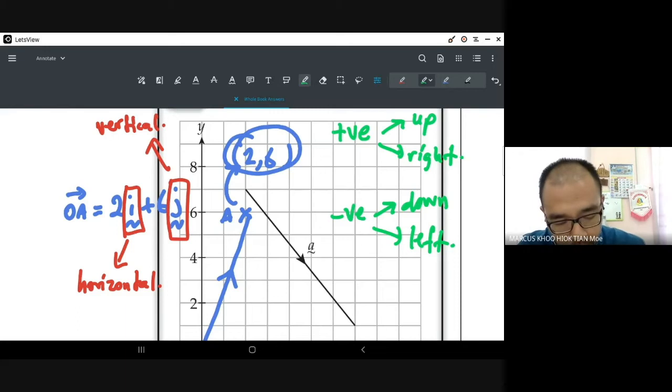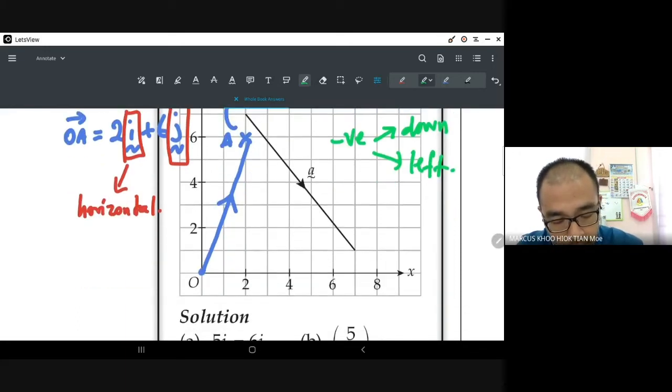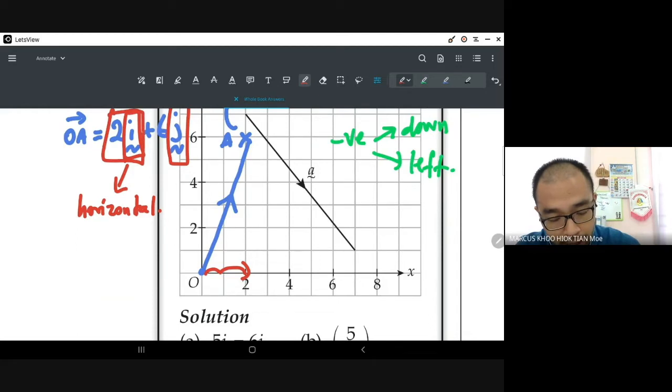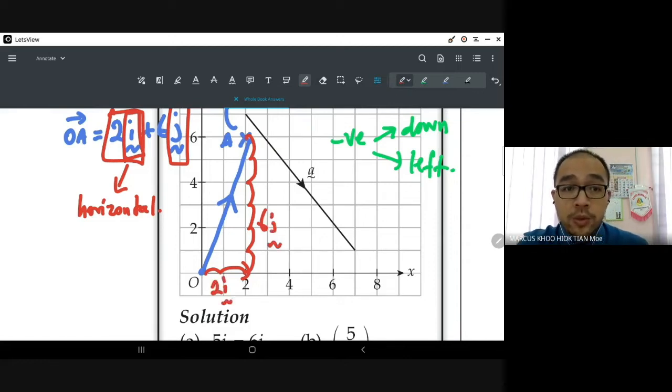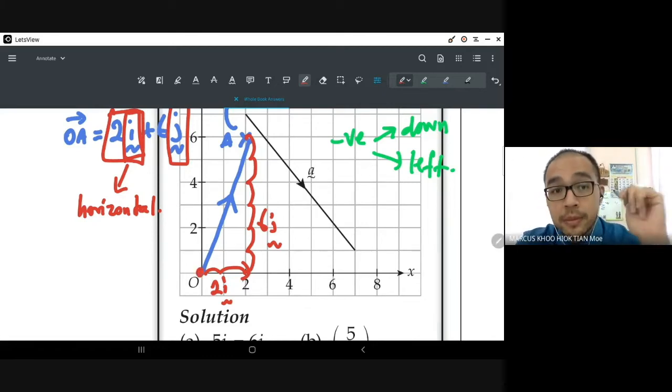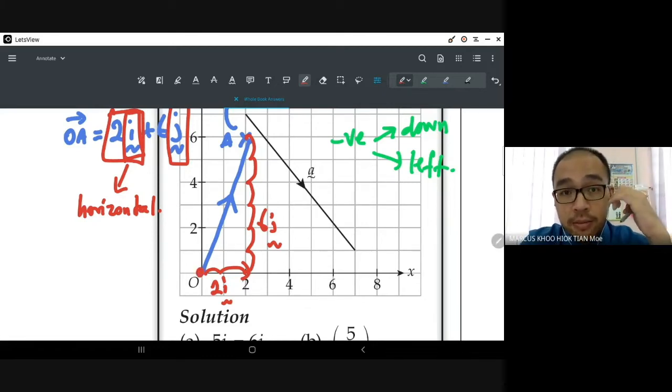So let's come back to this OA. If you notice, OA is a combination of 2 steps to the right, that's why it's 2i, and then 6 steps up, 3, 4, 5, 6, so 6j over here. So that's what this OA means. Any coordinate I give you can be written as a vector starting from the origin. That's the first important thing.